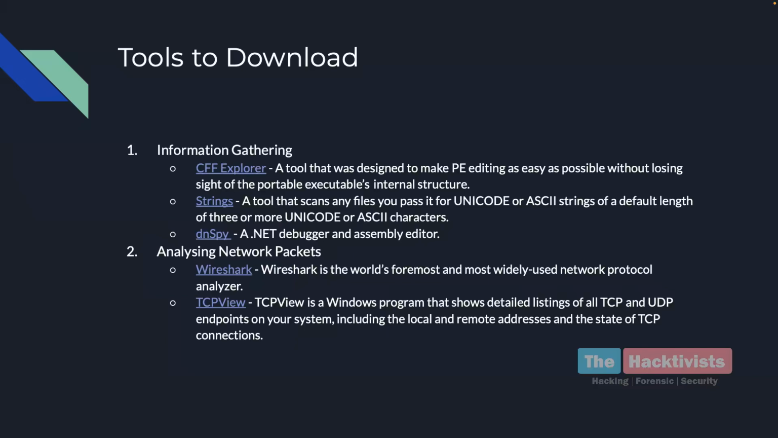Second one will be strings. This is from the official Microsoft suite itself, right? That will be giving us all the ASCII strings. Then the next one is dnSpy. For .NET applications, it will be able to check whether the code can be extracted or not. Before proceeding, right? Any doubts, any queries till now?